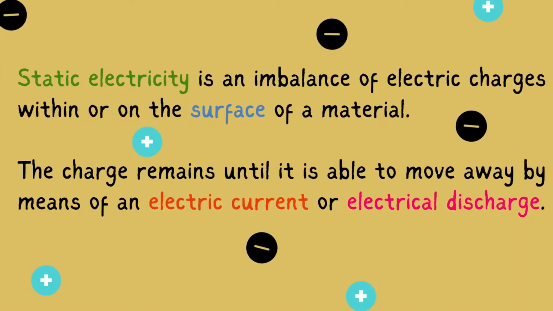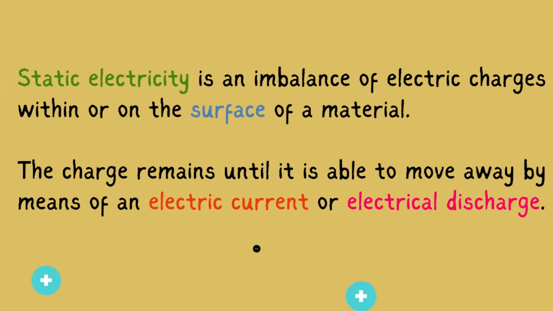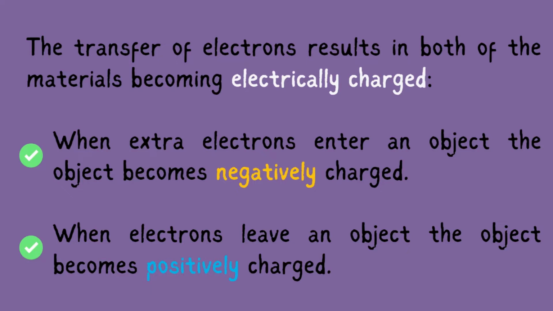Static electricity is the imbalance of electric charges within or on the surface of a material, like we saw with the balloon and the rag. The charge remains until it is unable to move away by means of an electric current or electrical discharge. The transfer of electrons results in both of the materials becoming electrically charged. When extra electrons enter an object, the object becomes negatively charged. And that is why the rag became negatively charged.